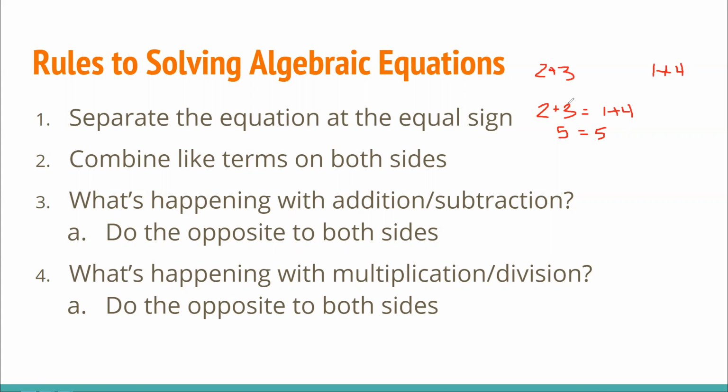So we draw a line at our equal sign because then we have 2 sides of our equation, 2 expressions. And then whatever you do to one side, you have to do to the other side. And that's what I mean by that golden rule. Step number 2 is combine like terms on both sides. That's kind of what we did here. I know that 2 and 3 are like terms, so I combined them. 2 plus 3 gave me 5.